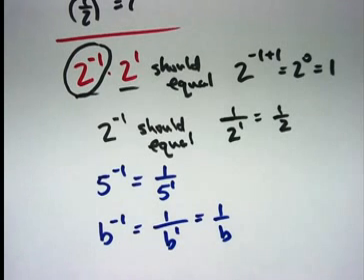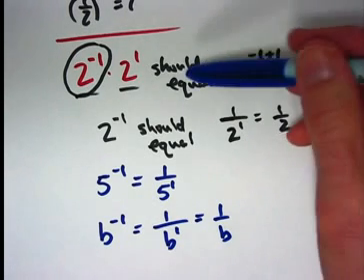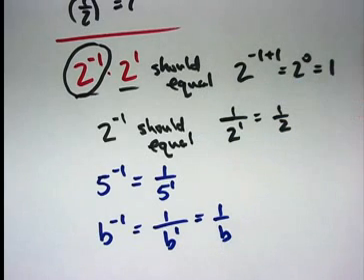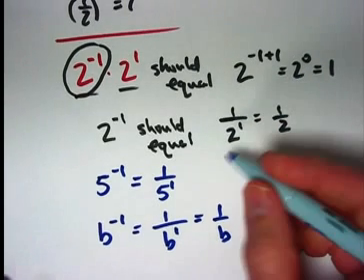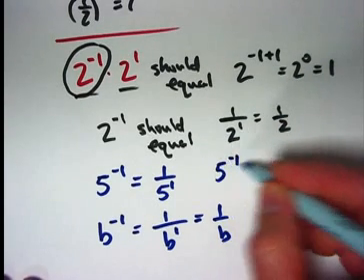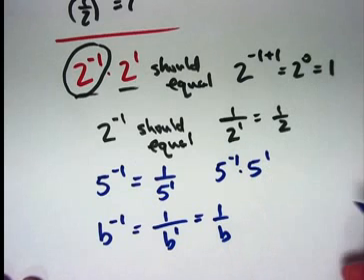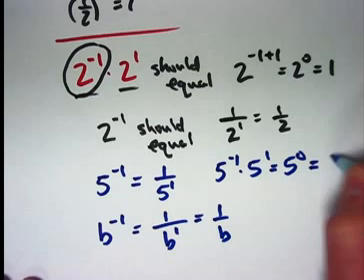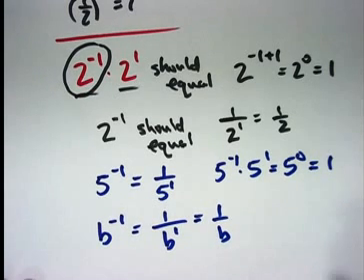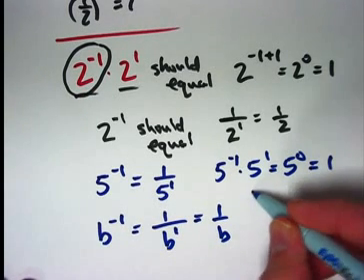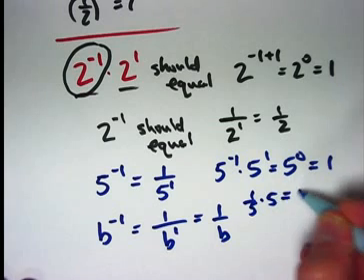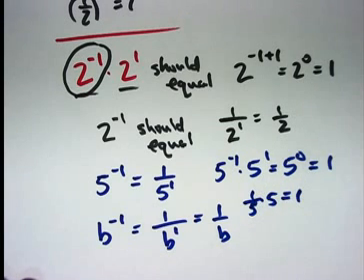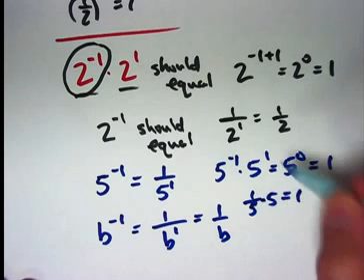It's a definition. The reason the definition is done is so that everything is consistent. So that, for example, 5 to the negative 1 times 5 to the positive 1 does in fact equal 5 to the 0, which is 1. And that's true because 1/5 times 5 is 1.